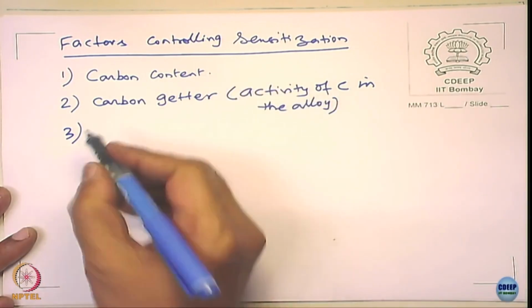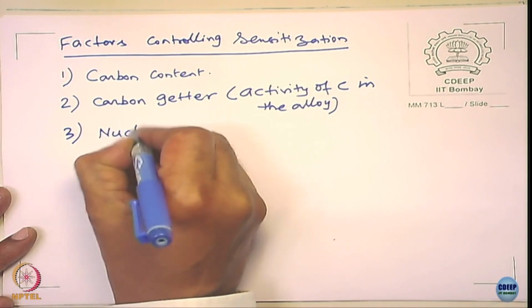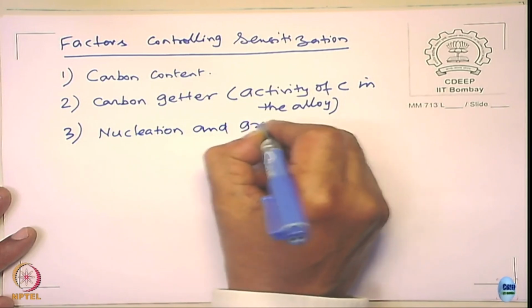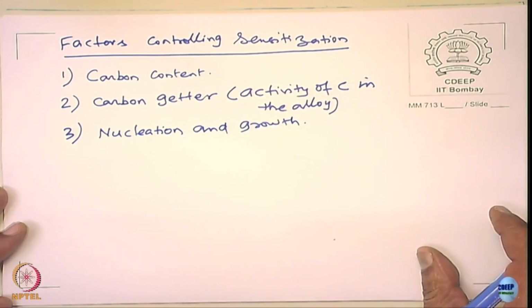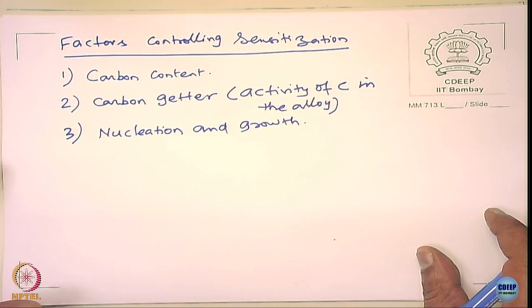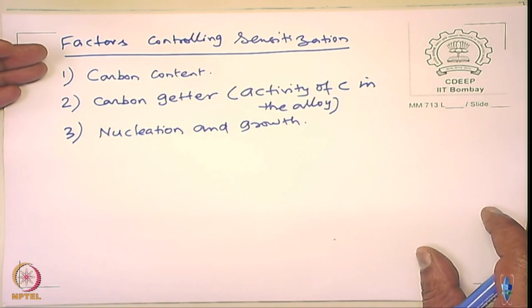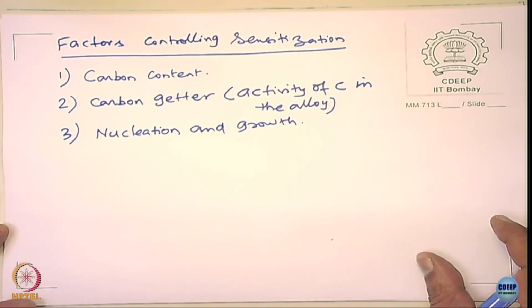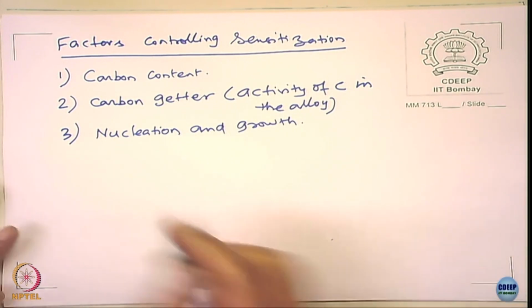You can also control this by controlling the nucleation and growth. If you can control the nucleation of chromium carbide formation, that can control the sensitization process. So broadly, these are the 3 ways you can control the sensitization of stainless steels. Let me take the effect of carbon.